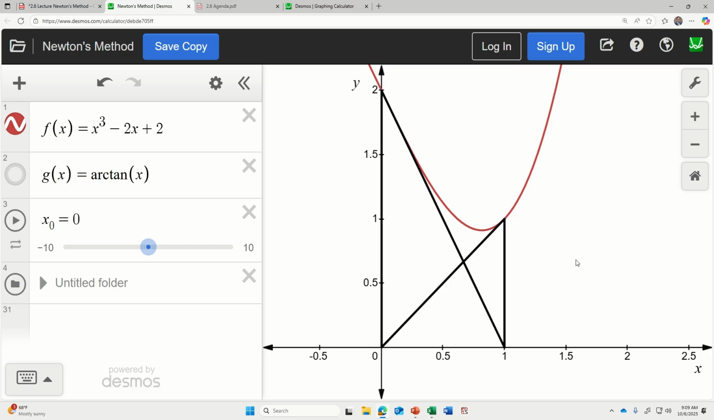And the reason is clear. At 0, this is my tangent line approximation, and it leads me straight to the 1. And at 1, this is my tangent line approximation, and it leads me straight to the 0. It just bounces back and forth forever. So that's one way Newton's method can fail.